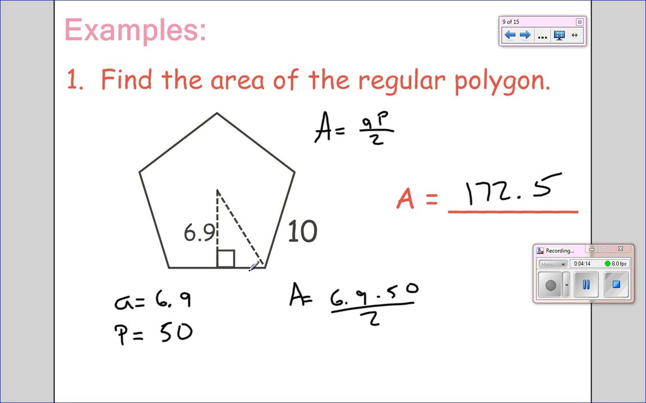Now what would this piece be here? Well, it's half of the side, so 5. And could you actually go and find the radius? Sure, using the Pythagorean theorem if you had to.